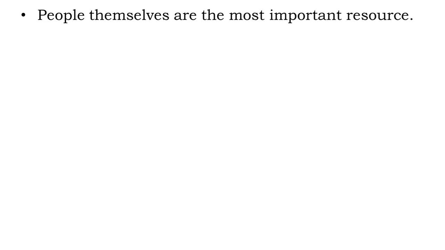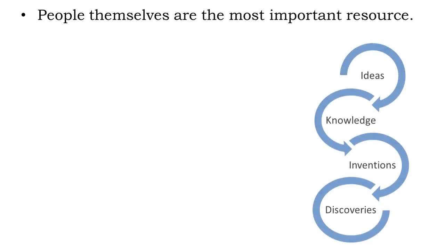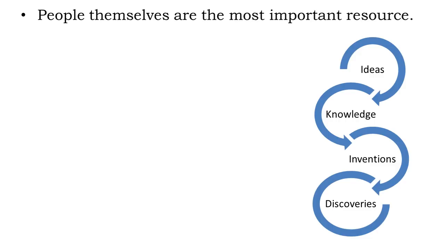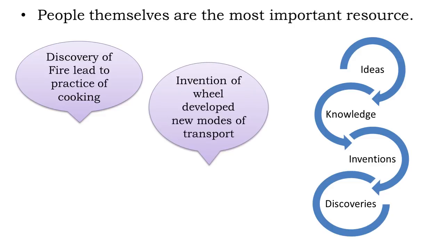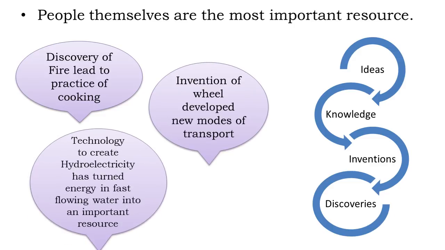In fact, people themselves are the most important resource. People share their ideas, knowledge, inventions, discoveries, and become a resource to the other humankind. Example, discovery of fire led to the practice of cooking. This you must have studied in your class 6 history. Invention of wheel developed new modes of transport. Technology to create hydroelectricity has turned energy in fast flowing water into an important resource. So these are a few examples of how people themselves have acted as a resource to their society, their nation, and the world.